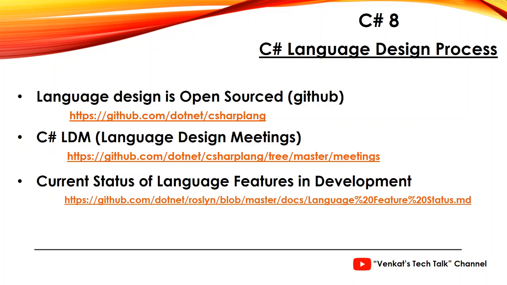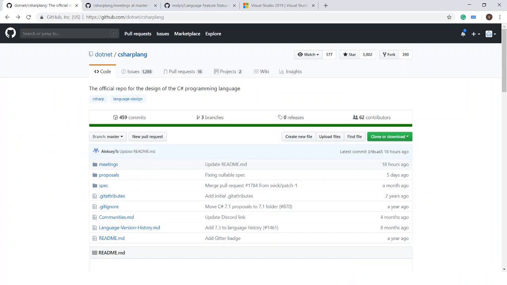So this is just an FYI if you are more interested in the language design process and how it works. Okay, so I'm just going to show the site. Look here, it's GitHub. This is the GitHub C Sharp language repo. This is not the source code repo, this is the repo where they have all the information. For example, the key things are these meetings and the proposals and everything. So you can take a look at what is there.